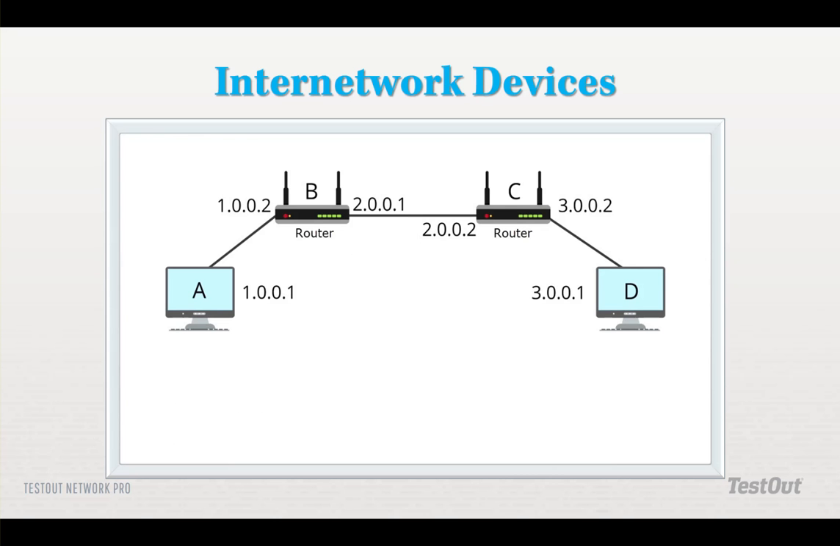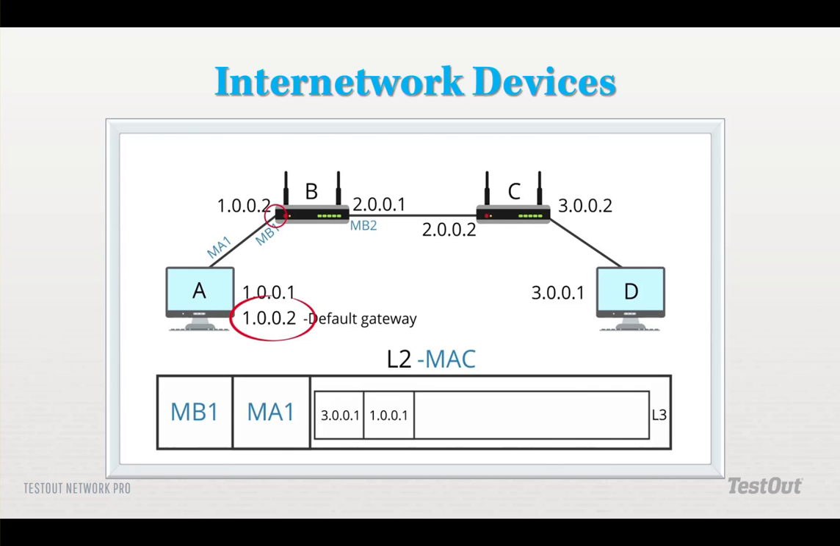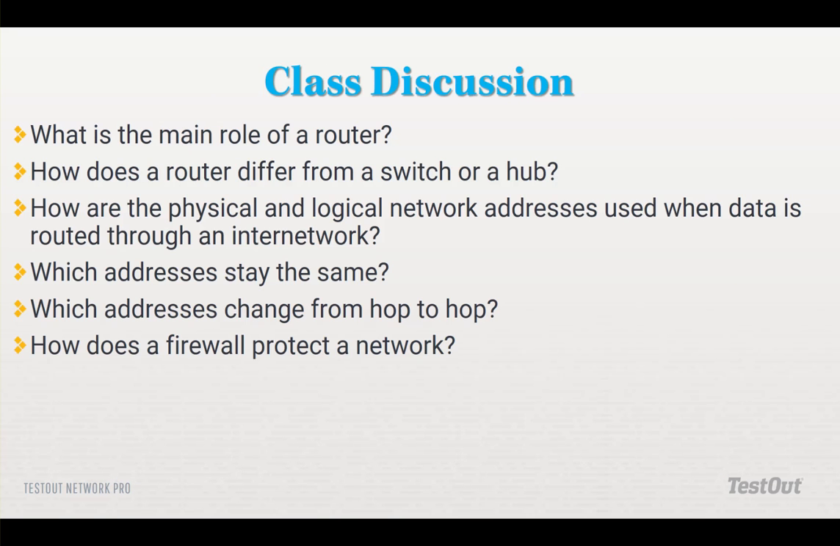So again, you can see how the routers can connect individual networks in here. And you can see again, in layer 2, it's going to put into the packet itself the source and the destination. And you can see that in the video, which explains it step by step. Here is a simulation for you to do. And we have, again, some more class discussions.